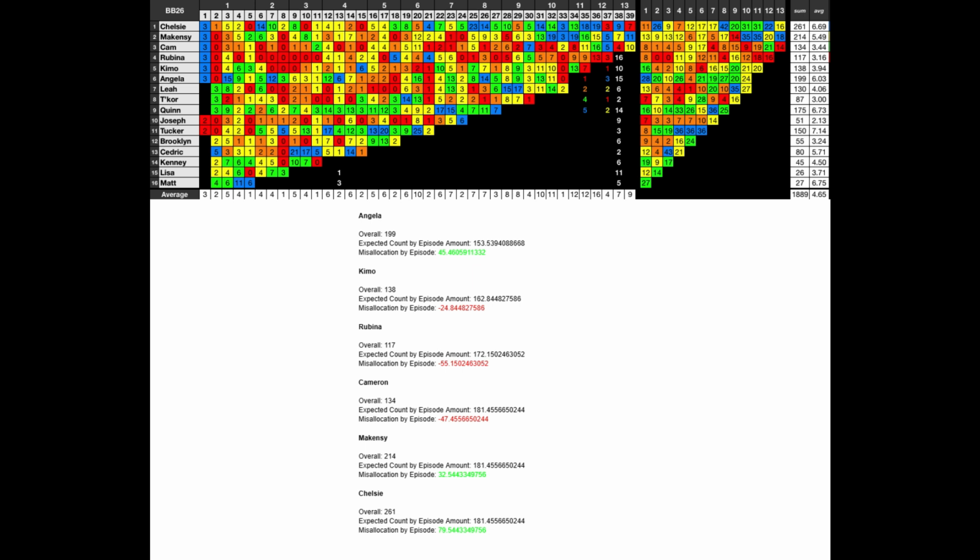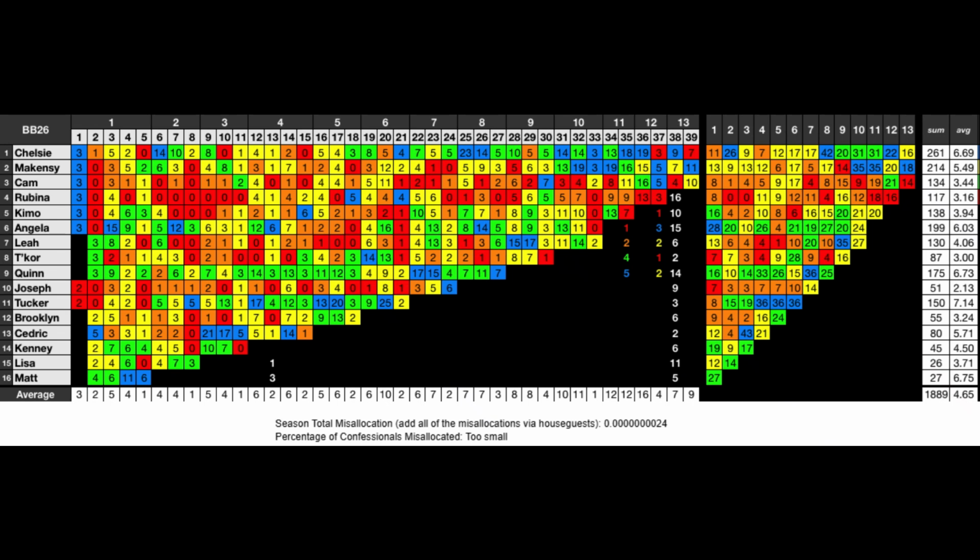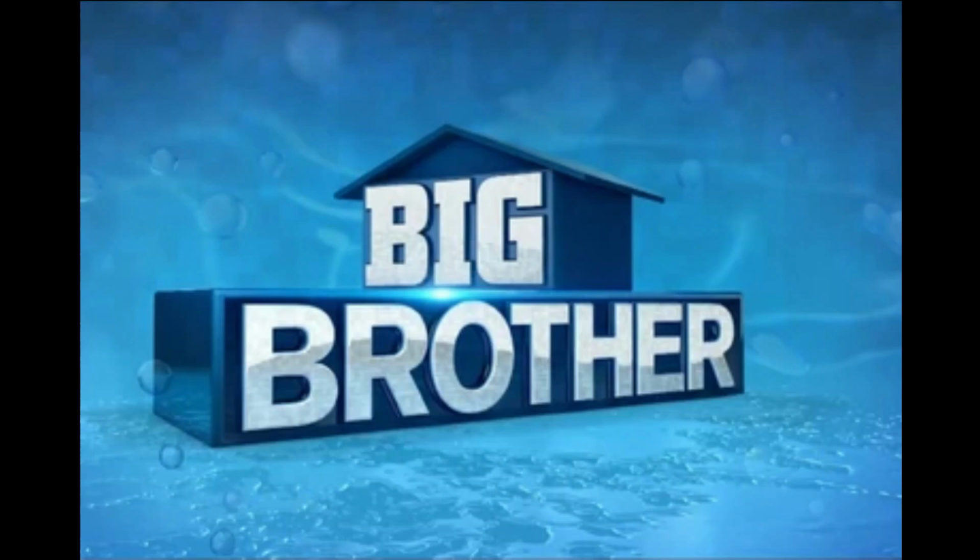Chelsea has 261 diary rooms, and her expected count by episode amount is 181.45, causing her to have a 79.54 misallocation amount, which really isn't shocking for a winner, so yeah. These are the final numbers below. There's really not much to say here, and I don't even know if it's fully accurate, but I just wanted to put it here because I put it here for every other season.